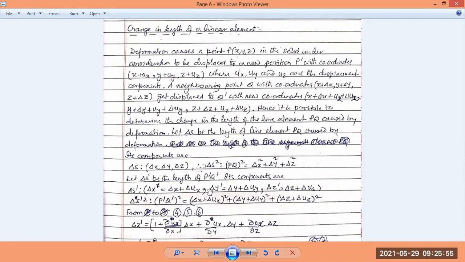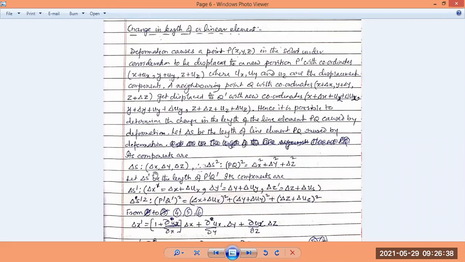There are two equations we have just discussed here. P is the initial point, P dash is the final point of P, and Q is the initial point of Q, and Q dash is the final point of Q. So P has the coordinate x, y, z, and Q has the coordinate x plus delta x, y plus delta y, and z plus delta z. So the length PQ is given by the coordinates delta x, delta y, and delta z.